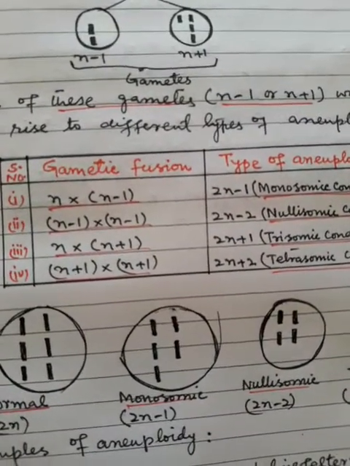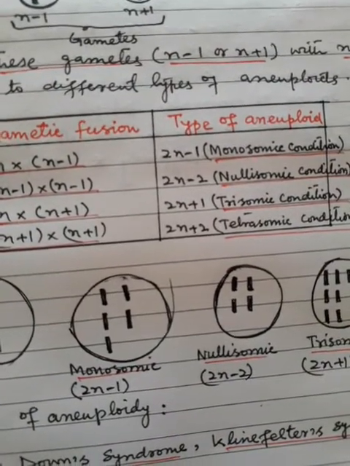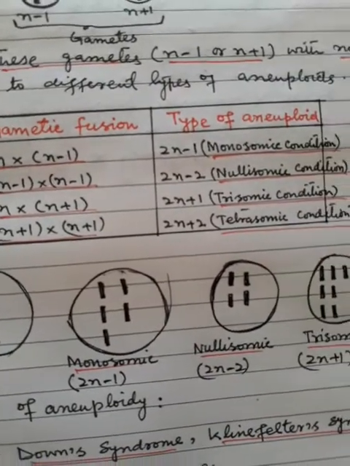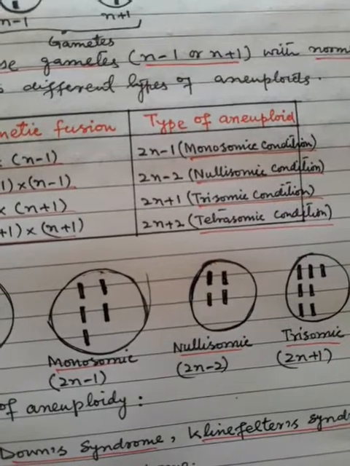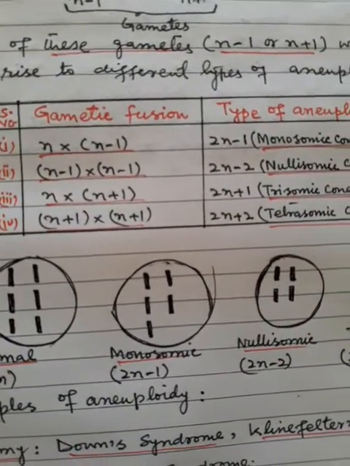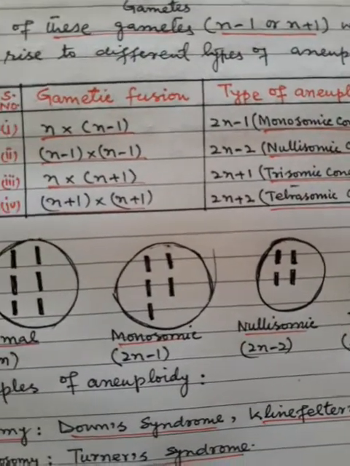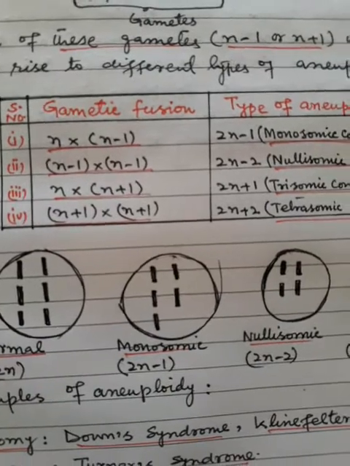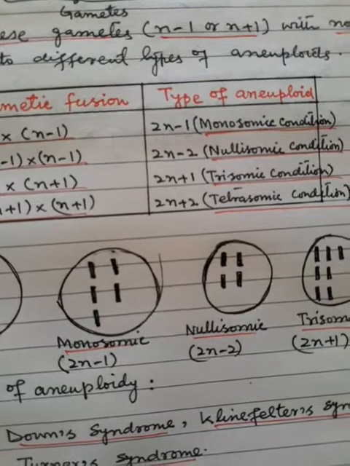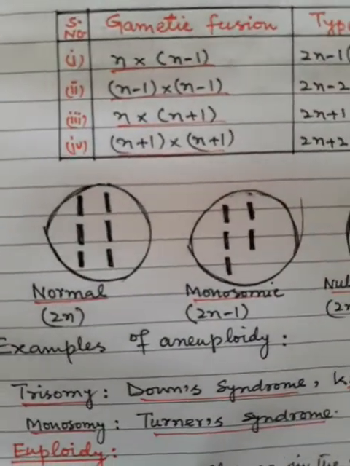Number first, n into n minus 1, type of aneuploid, that is 2n minus 1, the monosomic condition. Number second, n minus 1 into n minus 1, that is 2n minus 2, the nullisomic condition. Number third, n into n plus 1, 2n plus 1, the trisomic condition. And number 4, n plus 1 into n plus 1, 2n plus 2, the tetrasomic condition.